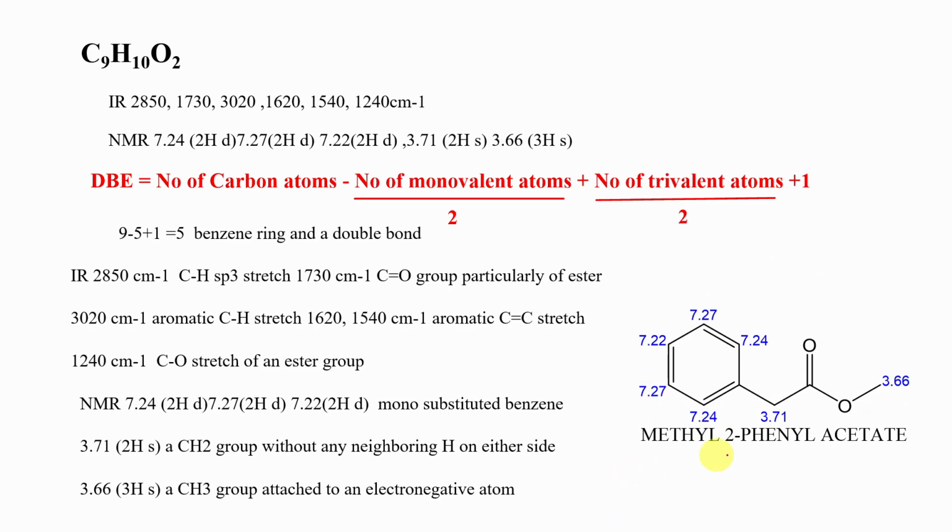Okay, and this data indicates the molecular structure of this molecule is like this. It is nothing but methyl 2-phenyl acetate. These are the NMR values. You can see it is an ester. This ring gives 3 signals, 7.24, 7.24. These two carbon hydrogen structures are similar, and these two carbon hydrogen structures are similar, and the 7.22. So 3 signals are obtained from this benzene ring, and it is 3.71 CH2 singlet and 3.66 CH3 singlet. So the molecule is methyl 2-phenyl acetate.